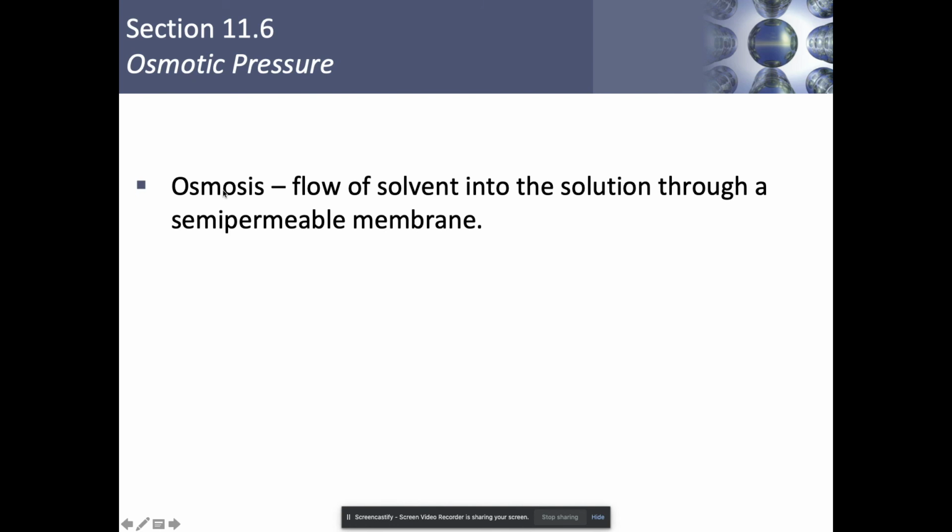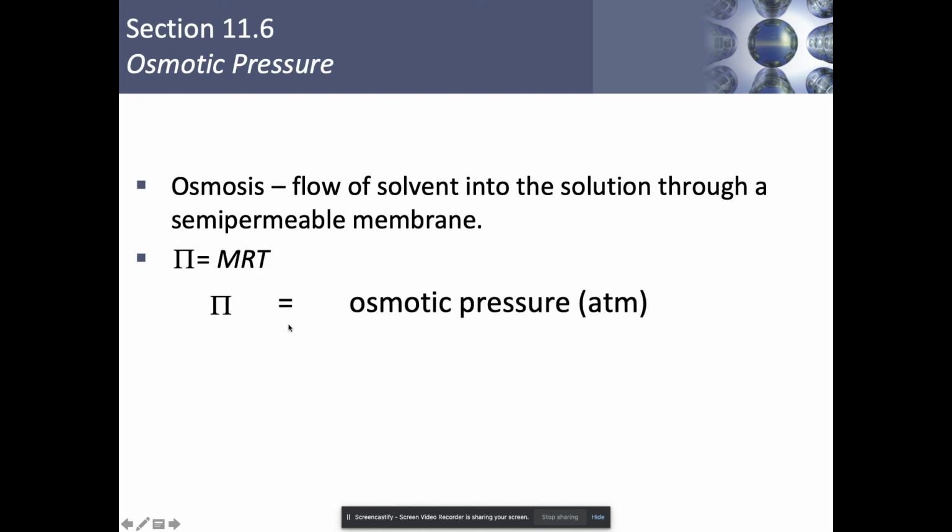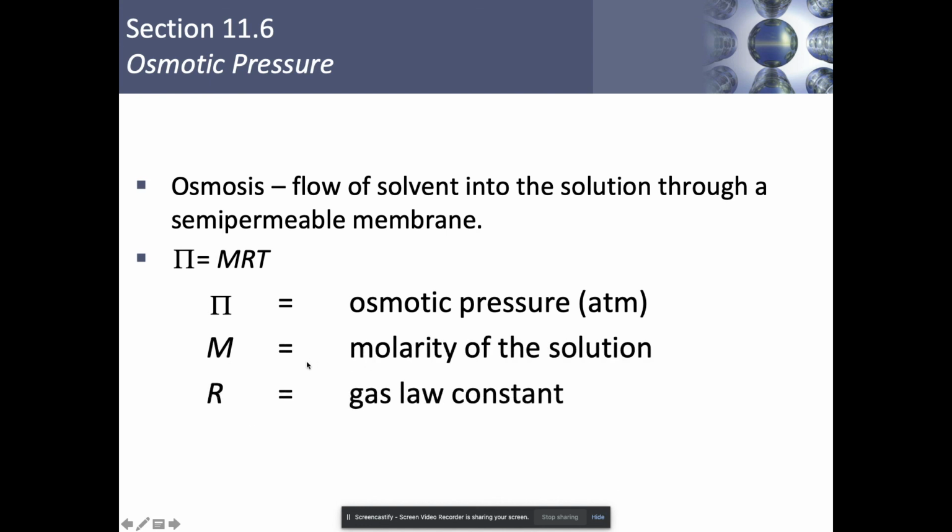Let's look at section 11.6, which is about osmotic pressure. Osmosis, as you probably remember from bio, is the flow of solvent, in this case normally water, into a solution through a semi-permeable membrane. There is a formula for this. We have pi, that's capital pi, by the way, equals M times R times T. Some of these should look familiar to you, but pi is osmotic pressure, and that's measured in atmospheres. Capital M is molarity, the molarity of our solution. Capital R is our gas law constant, and that is 0.0821. And T is our temperature, and yes, that has to be measured in Kelvin.